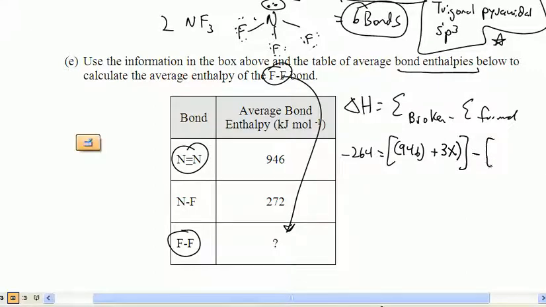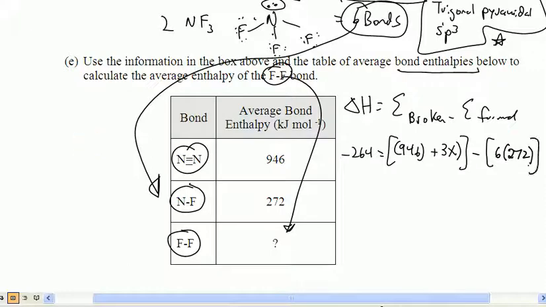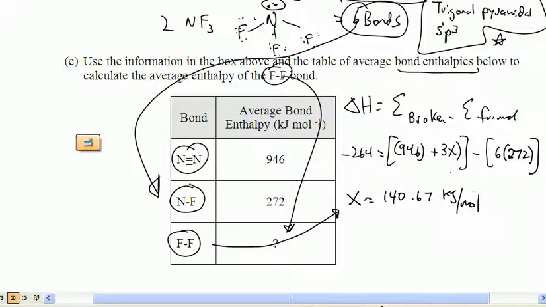minus, and this is where people messed up, 6 of these bonds. That's why they asked you that question right there. Getting your minds wrapped around that value. When you plug this all in, x, which is equal to the FF bond, is equal to 140.67 kilojoules per mole. You guys could round that however you like. I'm not a stickler for significant figures.